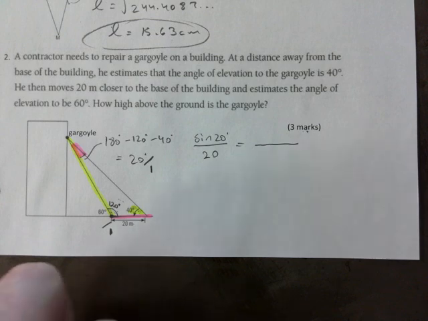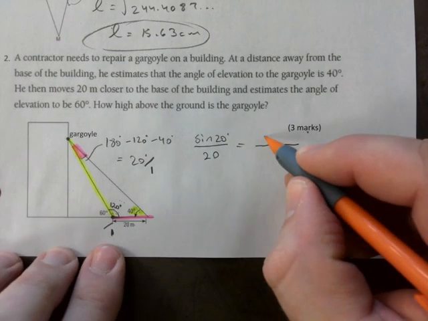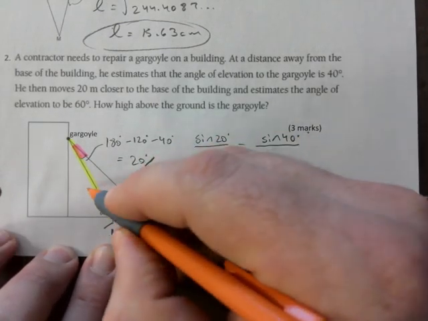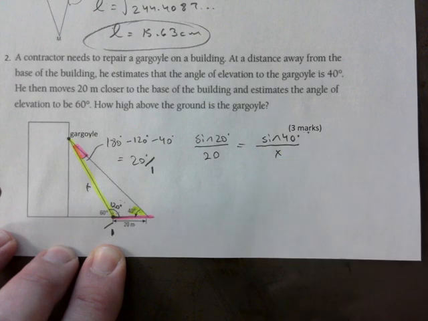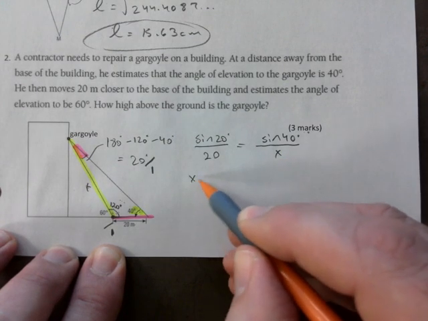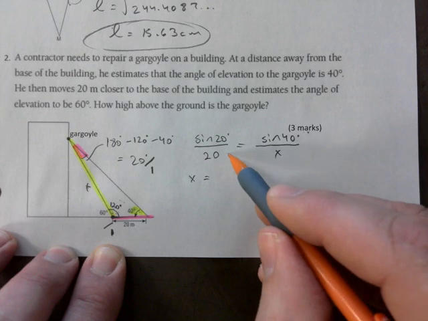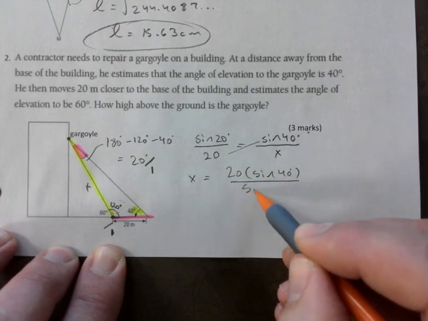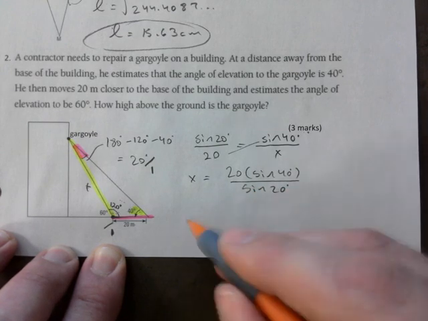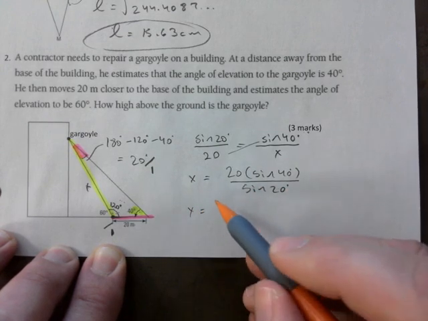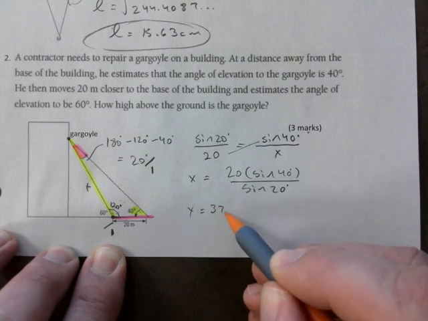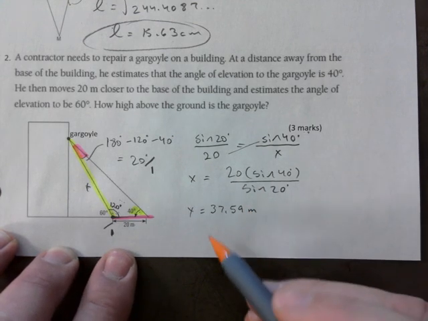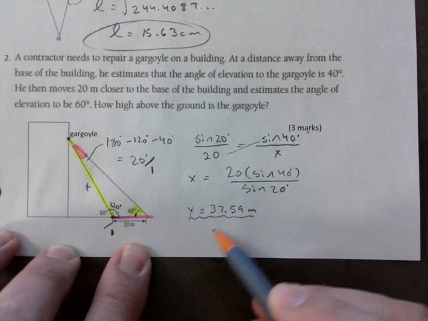But be my guest, do it the other way. I'm fine as long as you stick with a plan, right? So sine of 40 over, I'm going to call this side x because there is no variable, right? And you get 20 times sine of 40 over sine of 20. And that is 3759 meters, right? So I would definitely give you at this point 2 marks for that.